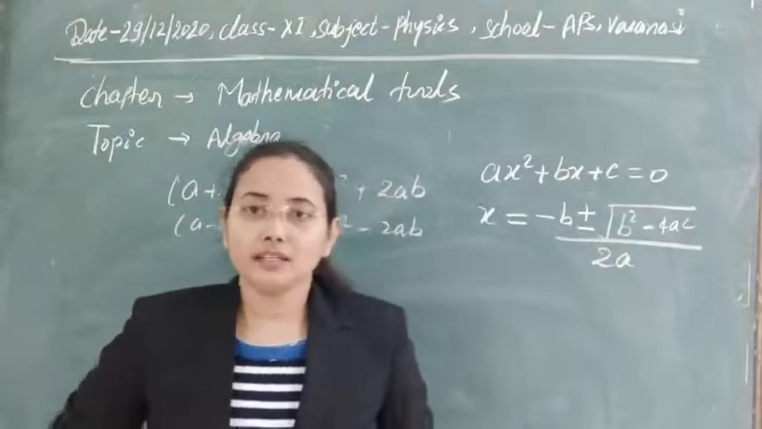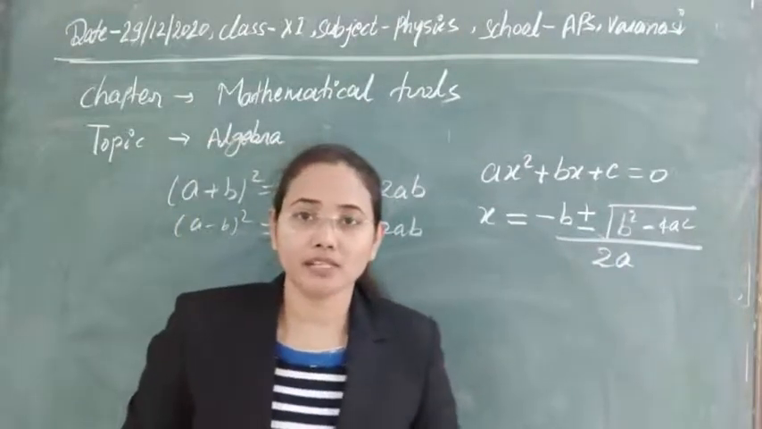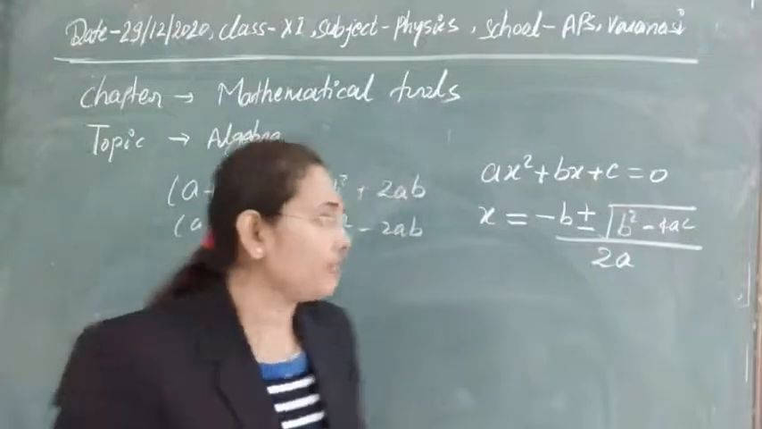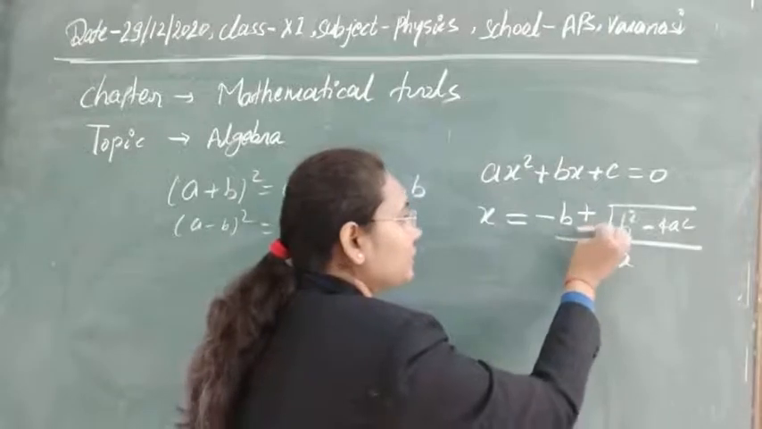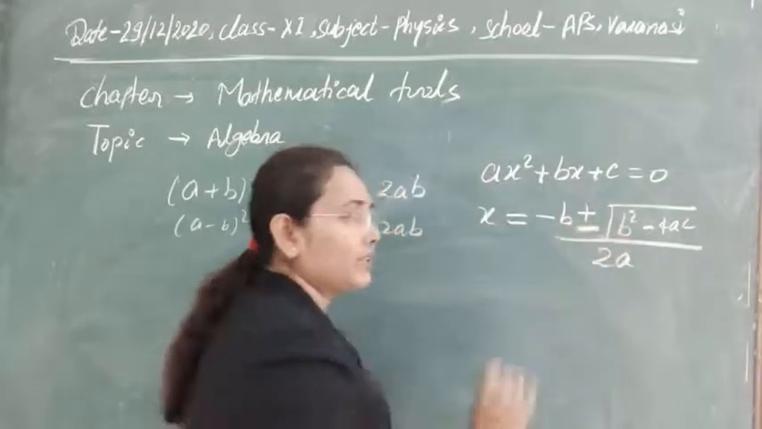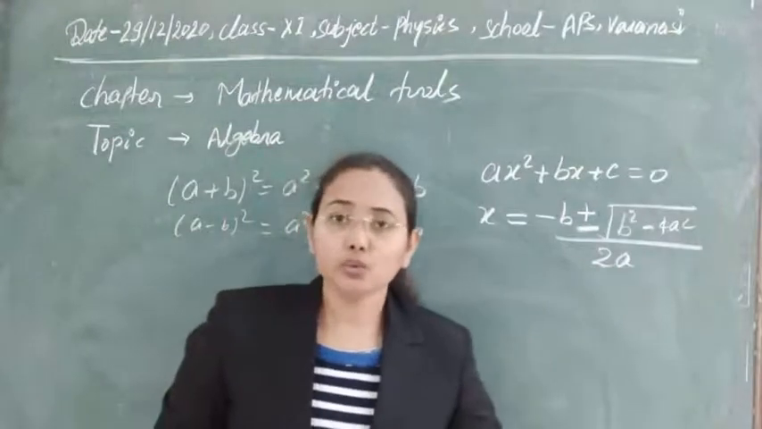The solutions of this equation are known as the roots of the equation. One root is obtained if you take the plus sign, and the other root is obtained if you take the minus sign, so we get two solutions of this equation.